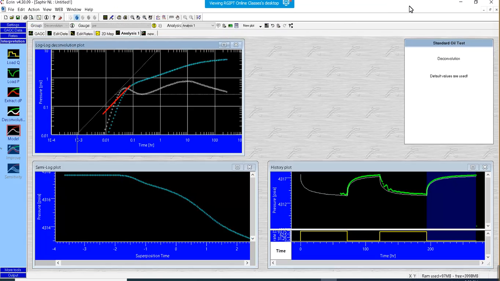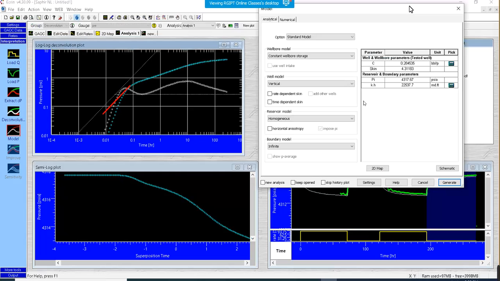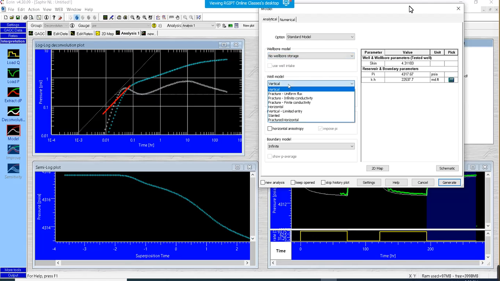So now we will model it. In the model, we will use the standard model as we used yesterday. Now, instead of constant wellbore storage, I can use no wellbore storage. So wellbore storage will not be there now. And the well we are considering is vertical, homogeneous, and infinite. So let us generate.